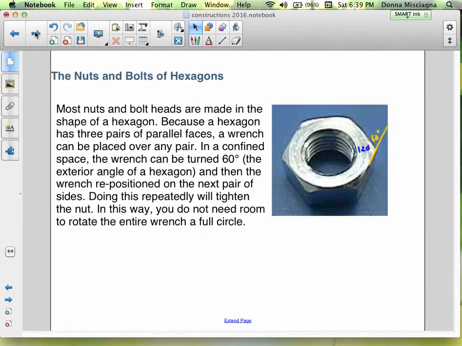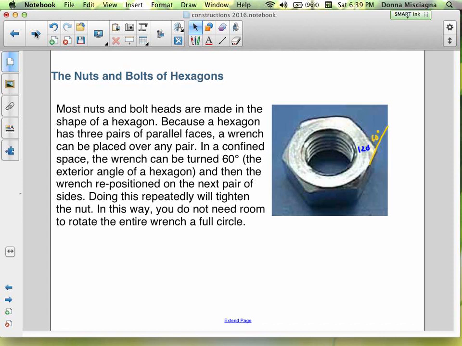Most nuts and bolt heads are made in the shape of a hexagon. Because a hexagon has 3 pairs of parallel faces, a wrench can be placed over any pair. In a confined space, the wrench can be turned 60 degrees, the exterior angle of a hexagon, and then the wrench repositioned on the next pair of sides. Doing this repeatedly will tighten the nut. In this way, you do not need room to rotate the entire wrench a full circle, right? Because it's usually in a little confined place.